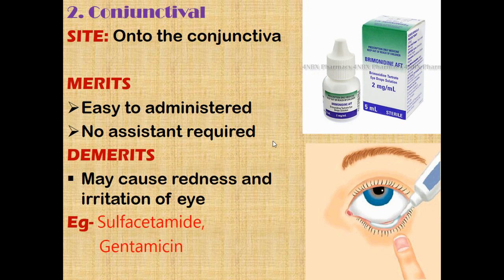Conjunctival: onto the conjunctiva, easy to administer, no assistance is required. Demerits: may cause redness and irritation of the eye. Examples: sulfacetamide, then gentamicin. Here, for each route I will show one slide. You have one picture there, and you can see how it is administered. Then you can remember it very easily.